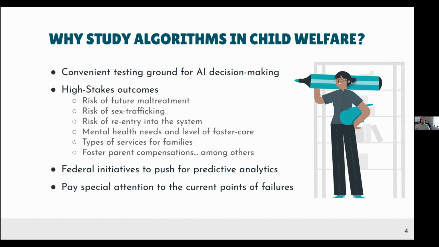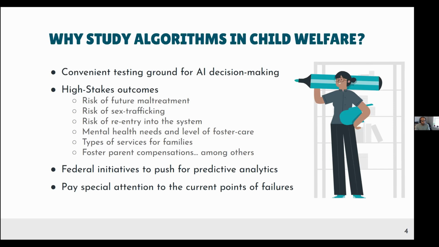So to begin with, why should we study algorithms in child welfare? The child welfare system has been a convenient testing ground for computer scientists and social scientists to study AI's decision-making power and its impact. Most of the attention has been paid to the criminal justice system and how algorithms are being used in criminal sentencing and bail decisions. And because of this, the child welfare system has continued to fly under the radar, even though algorithms are being used for several high-stakes decisions.